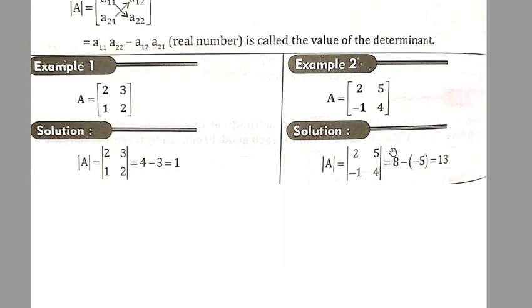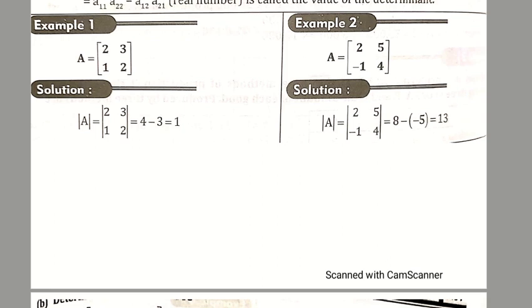Now if you look into the real questions. First question, you have the matrix 2, 3, 1, 2. The determinant of the matrix will be just cross multiply: 2 into 2, which is 4, minus 3 into 1, which is 3. 4 minus 3 is 1. Just cross multiply and subtract. That is the value of the determinant.